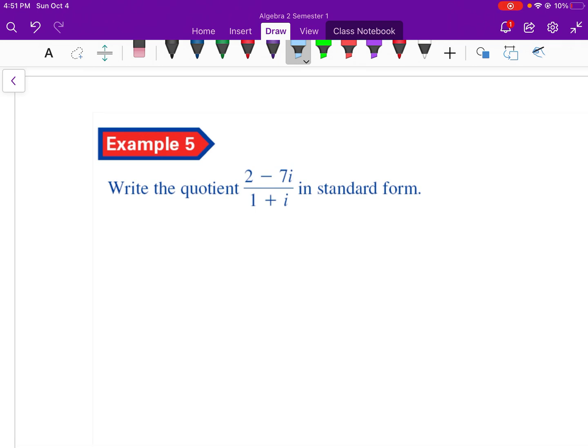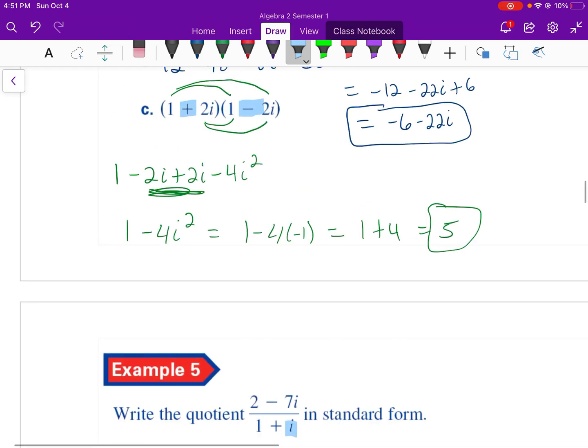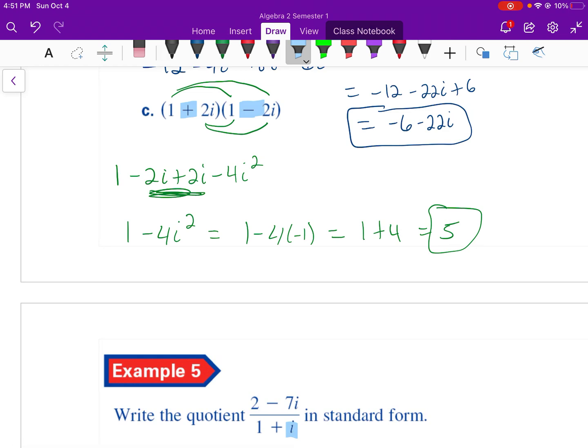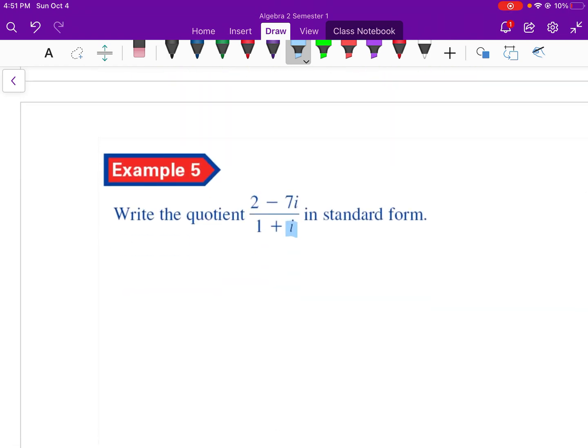Because when we are in standard form for a quotient, there will be no imaginary numbers in the bottom. So that's the whole goal of this. We need to get rid of that i in the denominator. So what we're going to do is multiply by the conjugate of the denominator, which in this case is 1 minus i. So we've got 2 minus 7i over 1 plus i. In order to get rid of the imaginary in the bottom, again, multiply by the conjugate of that denominator.